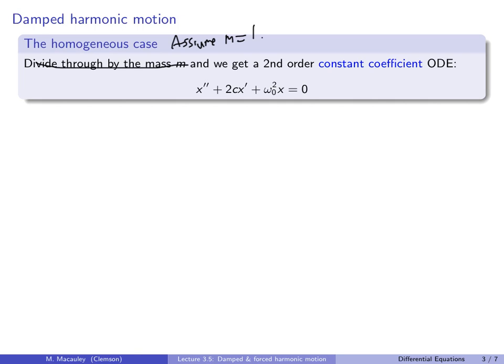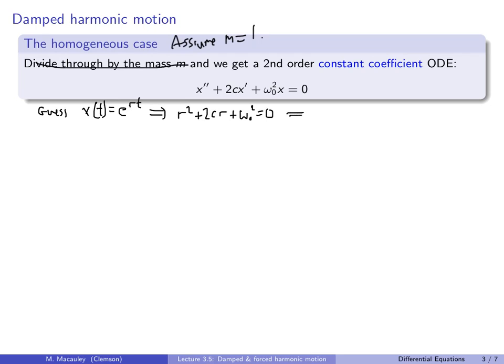So we guess that there is a solution, x of t, which is e to the rt. If we plug it back in, we'll get a characteristic equation, which is r squared plus 2cr plus omega naught squared is 0. And so we can solve for r using the quadratic equation.